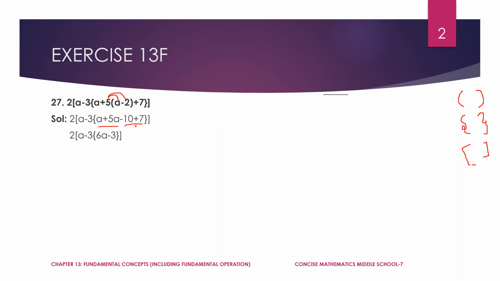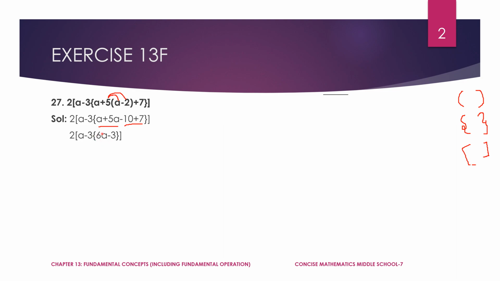One is having minus sign, the other is having plus sign. So put the bigger number's sign. Which number is bigger among 10 and 7? 10 is bigger. So what sign does it have? Minus. So put the minus sign and subtract it. 10 minus 7 will be 3. I hope it's very clear.